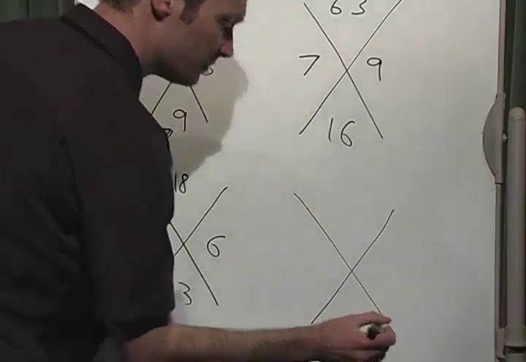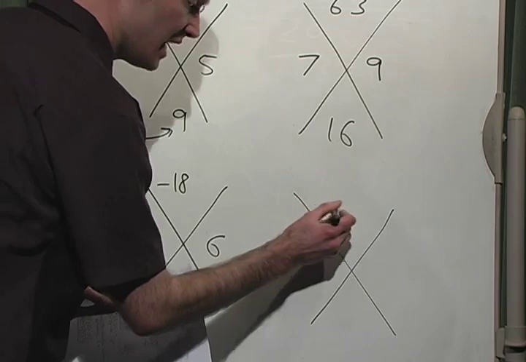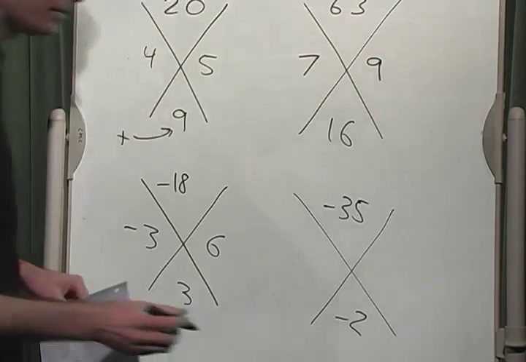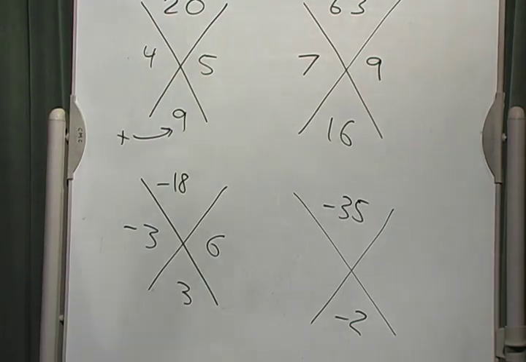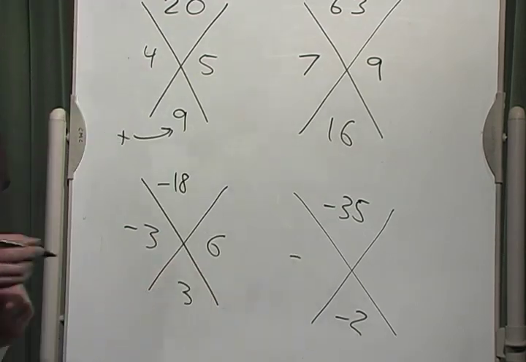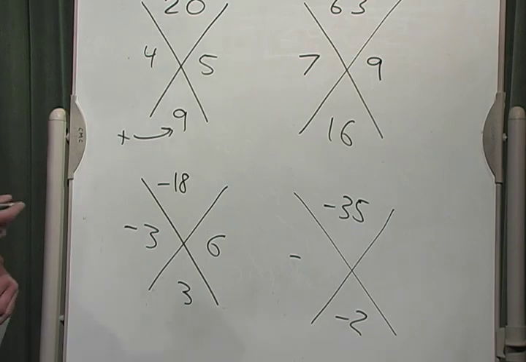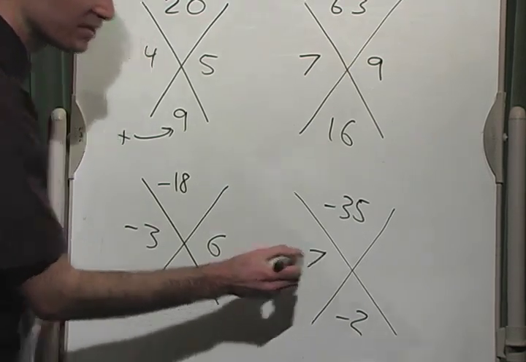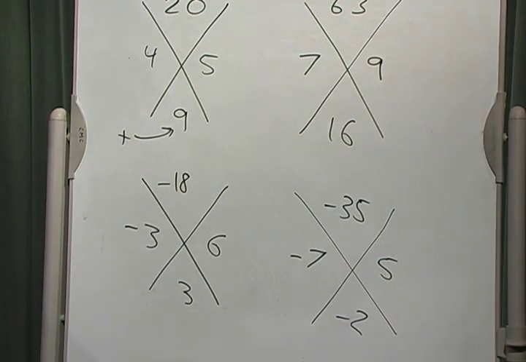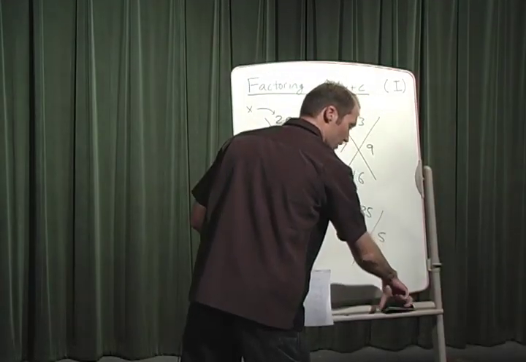See if you could get this next one. Negative 35 and negative 2. Here again, I'm multiplying to a negative. That means that they have to have opposite signs, one being negative and one positive. Here, negative 7 and positive 5 will do the trick. Let's do two more of these problems.